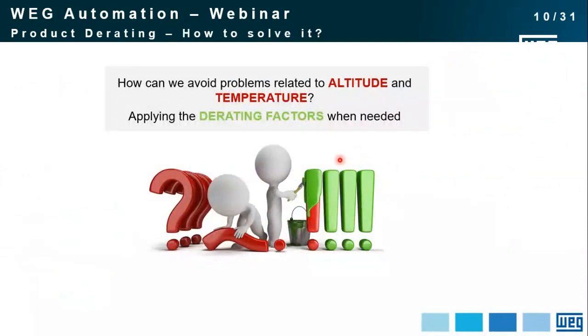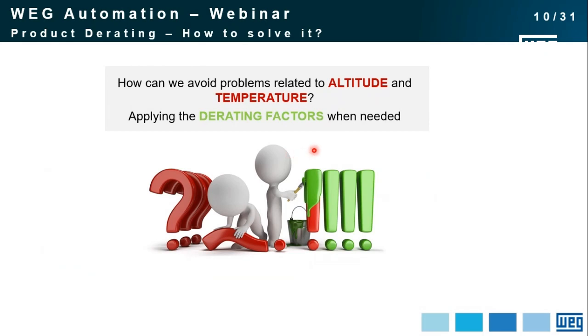So now that we have learned these two main factors that can affect the performance of an electrical equipment, what can we do about it? How do we solve it? Well, we have to apply some derating factors when needed. So the idea is to keep the life of the product operating in a lower capacity.